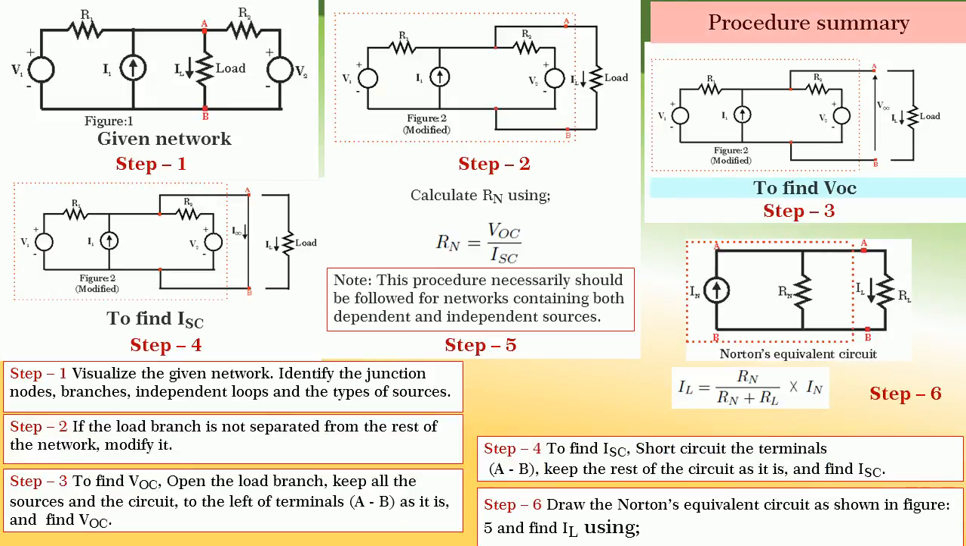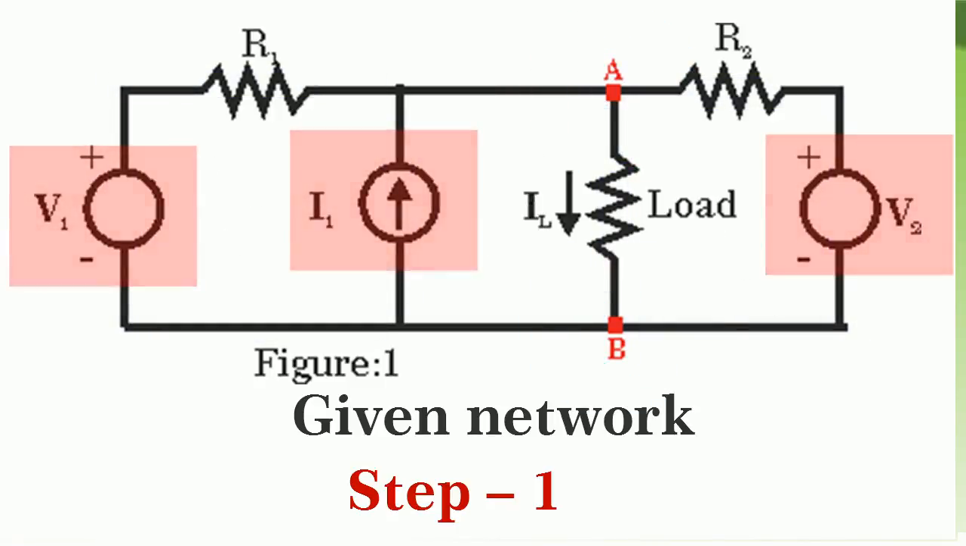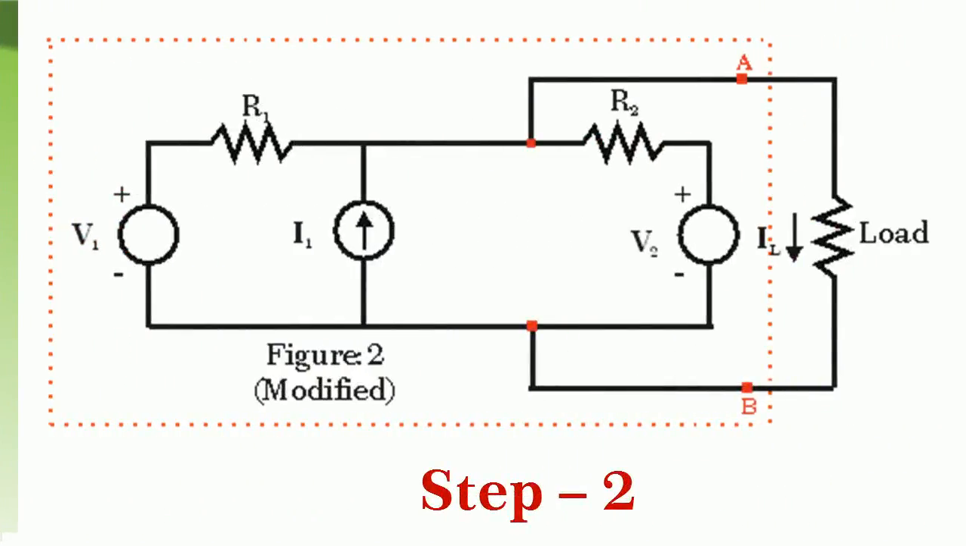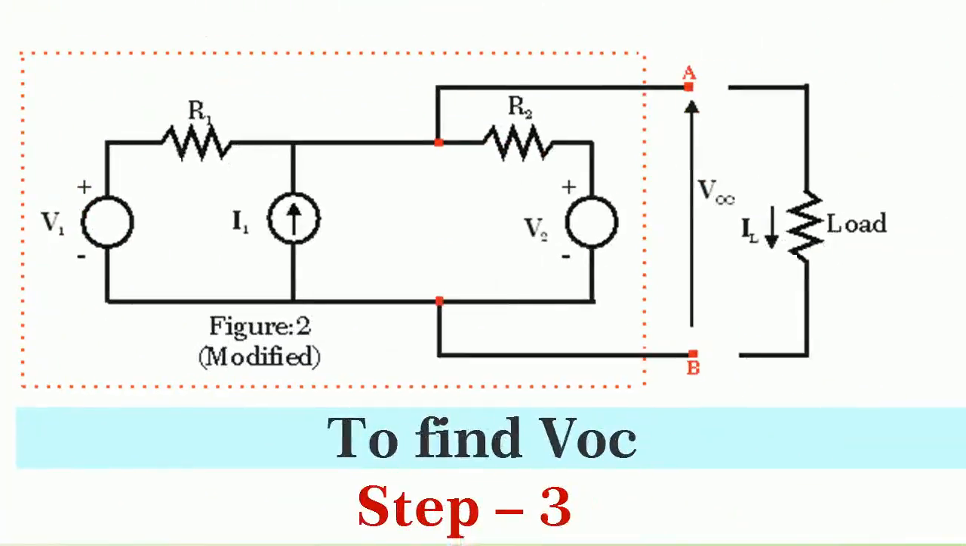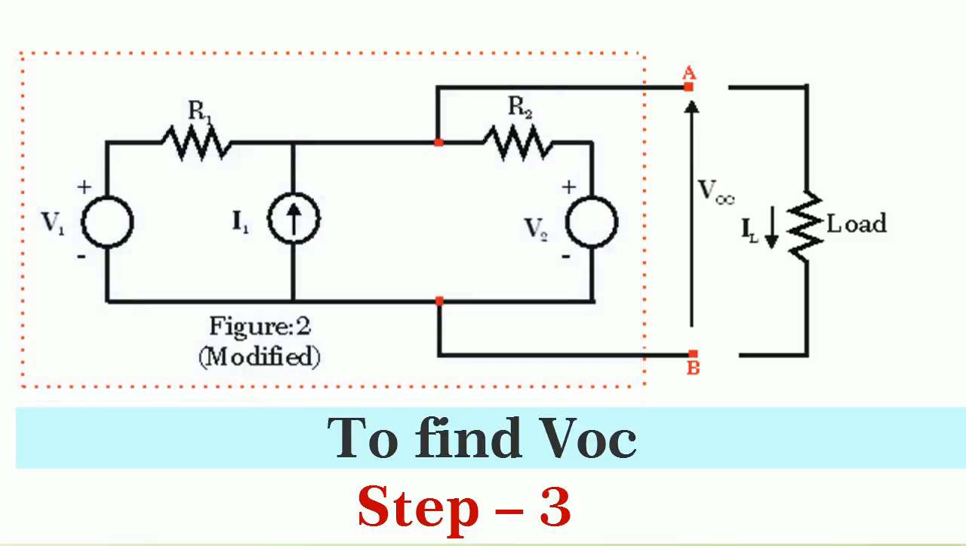Friends, let me quickly summarize the procedure of solving the network using Norton's theorem. Step 1. As usual, visualize the given network, identify the junction nodes, branches, independent loops, and the types of sources. Step 2. If the load branch is not separated from the rest of the network, modify it. Step 3. To find VOC, open the load branch, keep all the sources and the circuit to the left of the terminals AB as it is and find VOC.